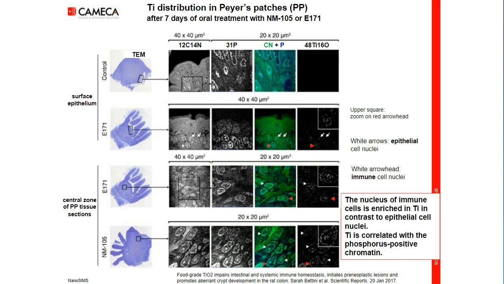So the nucleus of the immune cells is enriched with titanium in contrast to epithelial cell nuclei. We see titanium correlated with the phosphorus positive chromatin, meaning that the titanium is really inside the nucleus. So these data were part of studies that led finally to the interdiction of the E171 whitening agent in food processing in France.